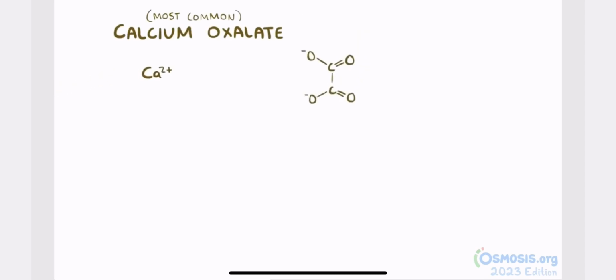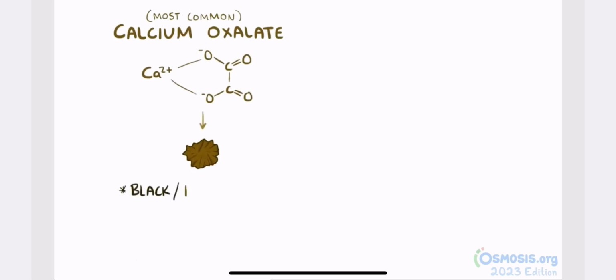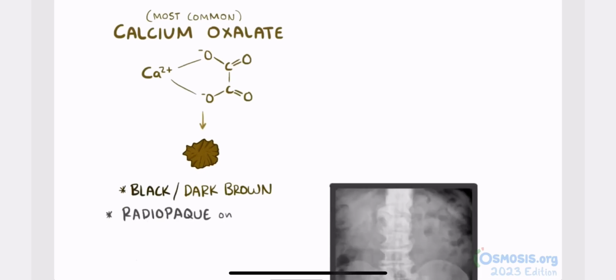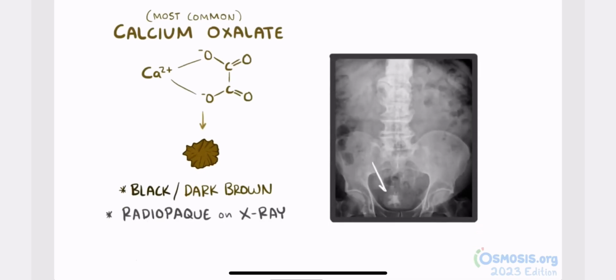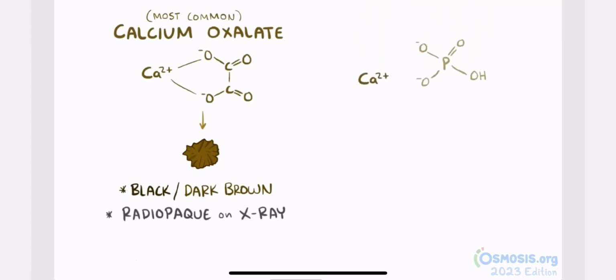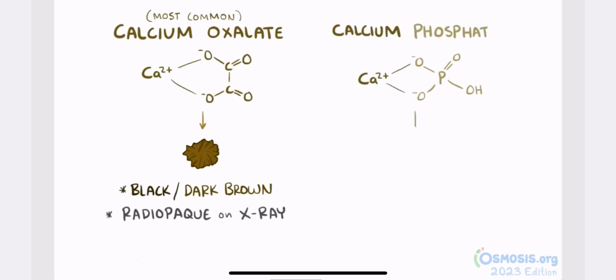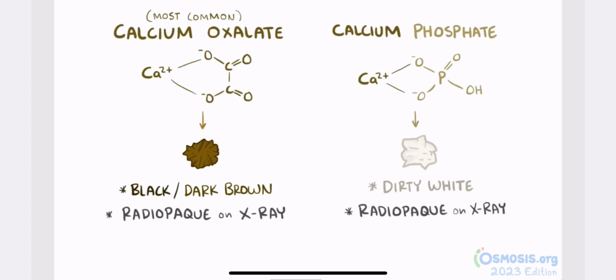In the majority of cases, the inorganic precipitate is calcium oxalate, formed by a positively charged calcium ion binding to a negatively charged oxalate ion, which results in a black or dark brown colored stone that's radio-opaque on an X-ray, meaning that it shows up as a white spot. Sometimes, instead of oxalate, the calcium binds a negatively charged phosphate group to form calcium phosphate stones, which are dirty white in color and also radio-opaque on an X-ray. Calcium oxalate crystals are more likely to form in acidic urine, whereas calcium phosphate crystals are more likely to form in alkaline urine.